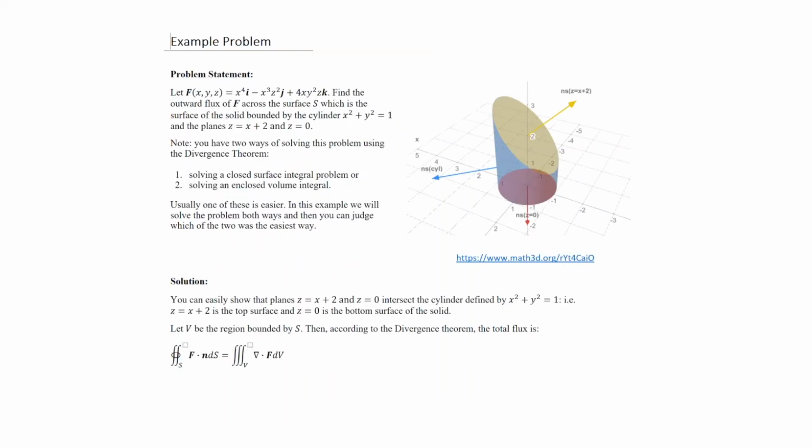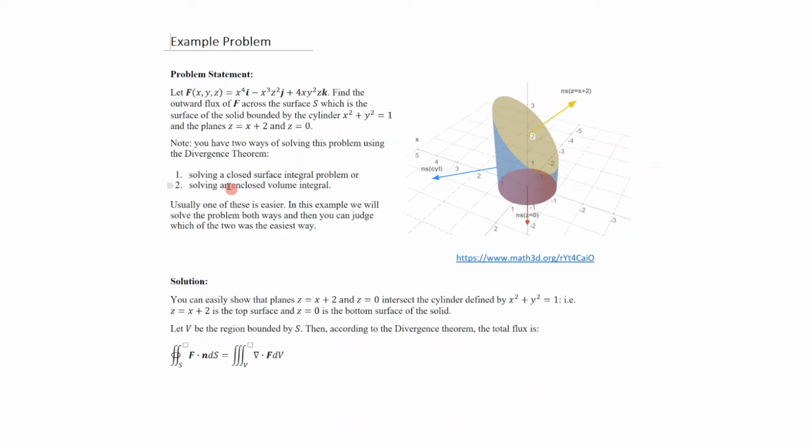Okay, so now let's look at an example problem. Here's the problem statement. The vector field has this form, and we're interested in finding the outward flux of F across the surface S, which is the surface of the solid bounded by the cylinder x squared plus y squared equals 1, which is this blue region that extends to infinity, but it's cut off by two planes. One at z equals x plus 2, which is up here, and one at z equals 0, which is the xy plane.